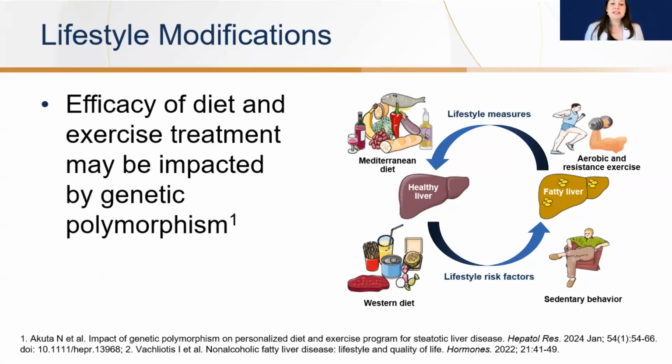We know that diet and exercise can be impacted by his genetic polymorphism. So we're going to do our best to take a holistic approach in recommending lifestyle modifications for him. We're going to overcome things like sedentary behaviors and increase aerobic and resistance exercise, as well as try to overcome that typical Western diet and improve his diet by incorporating more of a Mediterranean diet, which helps with an overall natural anti-inflammatory approach.